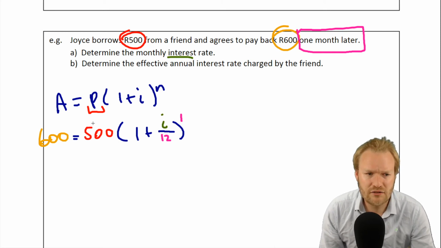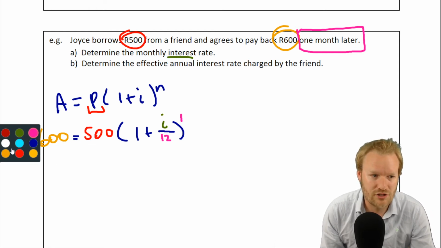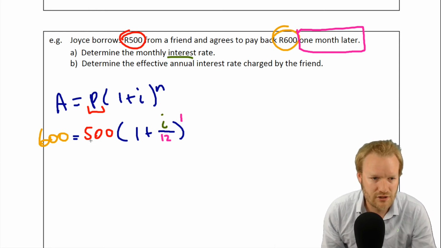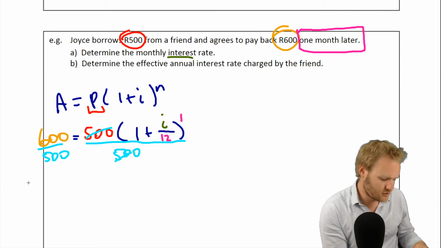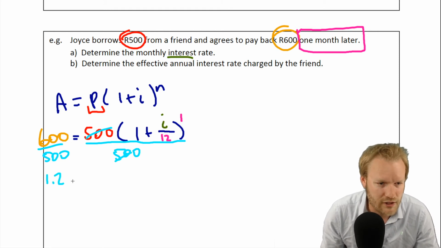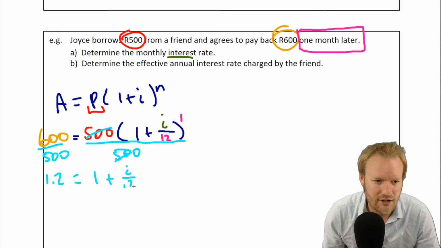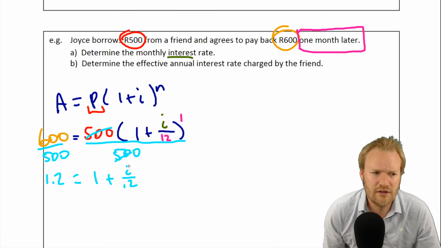Put 500 Rand in, you get 600 Rand out, compounded monthly for 1 month. And we solve that like we've solved so many equations so far. We've got 600, and we divide both sides by 500. 600 divided by 500 gives us 6 over 5, or 1.2. 1.2 equals 1 plus i over 12, to the power of 1. Well, that's just 1 plus i over 12.